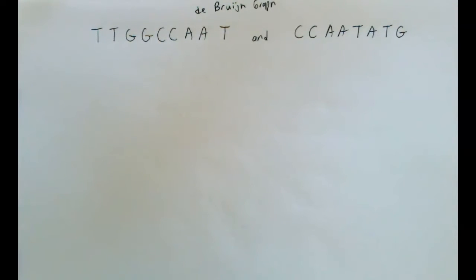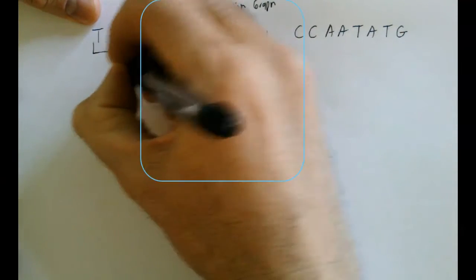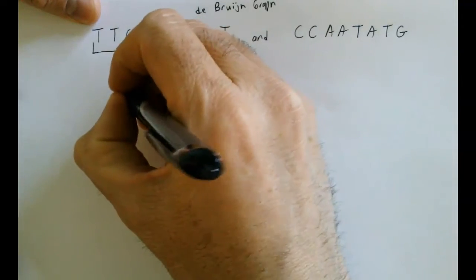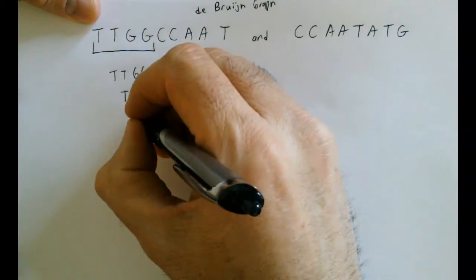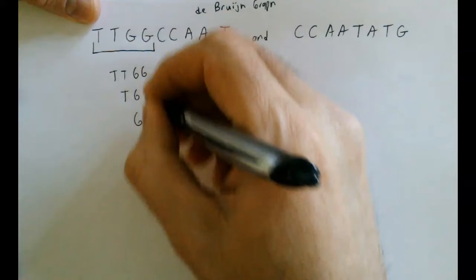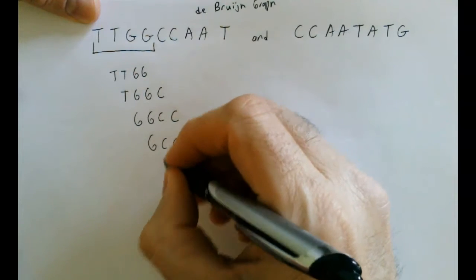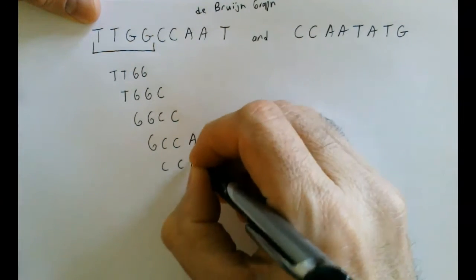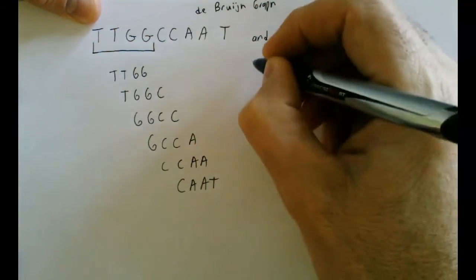So if we take these two particular things here, the easiest thing to do is break them up into smaller pieces. So basically just start right here and grab these four and then go letter by letter. So we do T, T, G, G, and then T, G, G, C, and then G, G, C, C, and then G, C, C, A, and then, as you can see what I'm doing here, C, C, A, and then finally C, A, T.